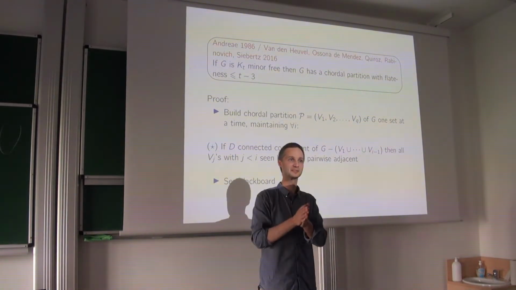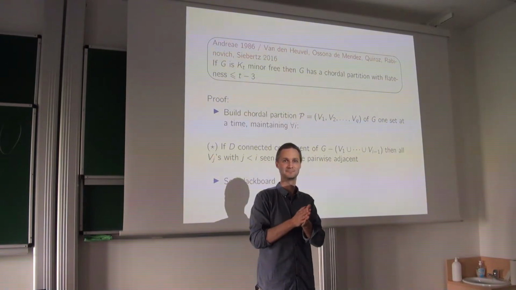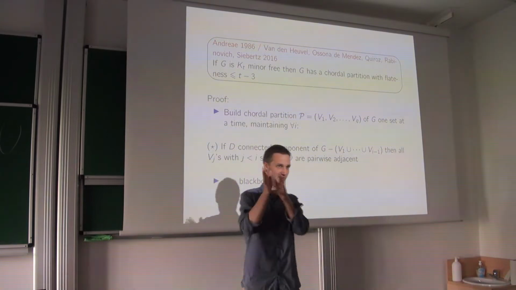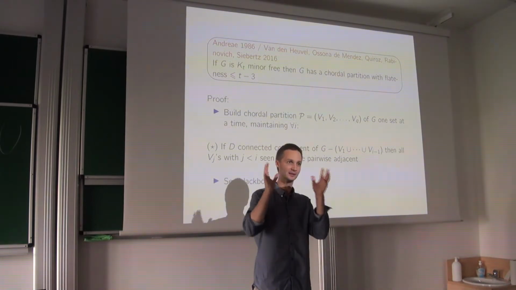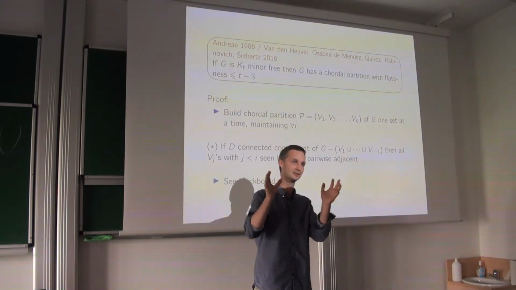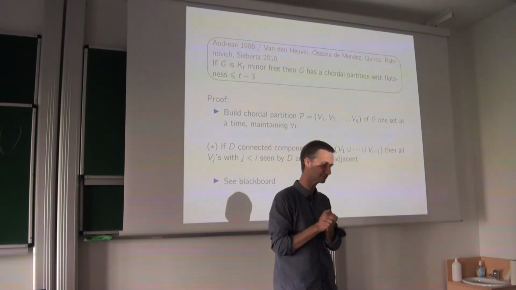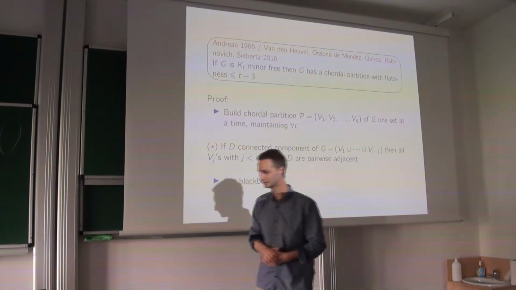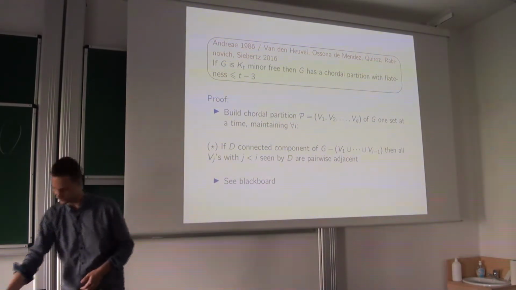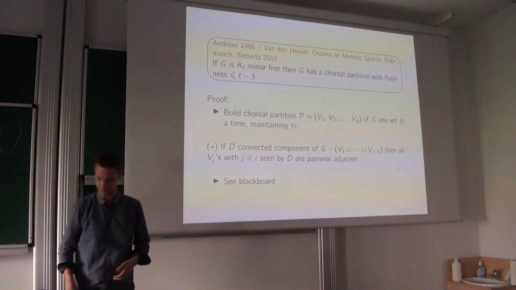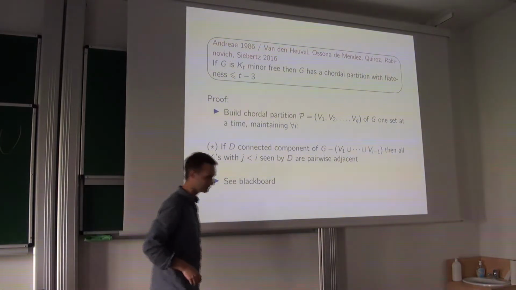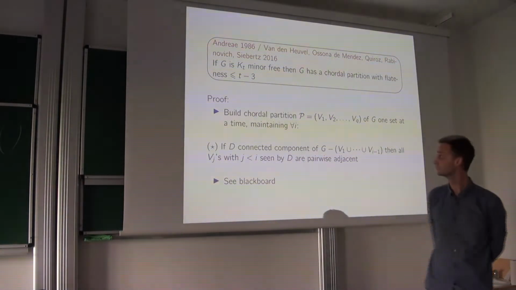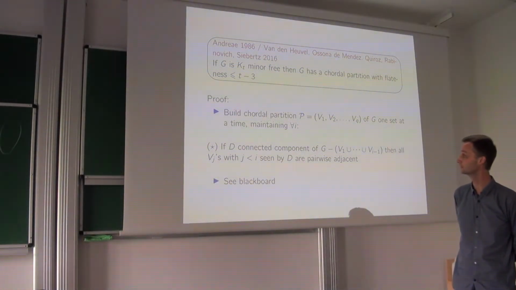This will appear in Piotr's lecture maybe tomorrow. So when you see weak coloring numbers in Piotr's lecture, you can think that the only known way to bound weak coloring numbers on K_t minor free graphs is using these chordal partitions. There are different applications of it, and you are going to see some in the exercise session. But now, let me prove this: there is always a chordal partition with small flatness, at most t minus 3.